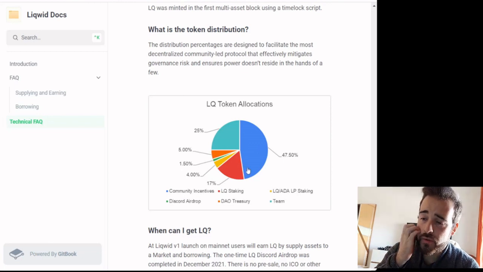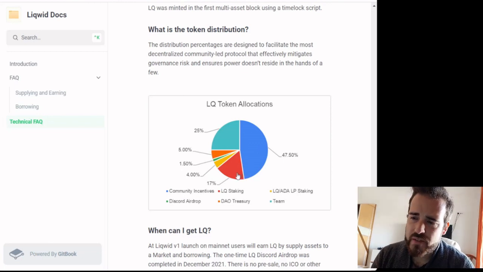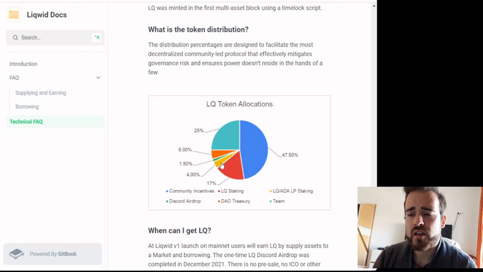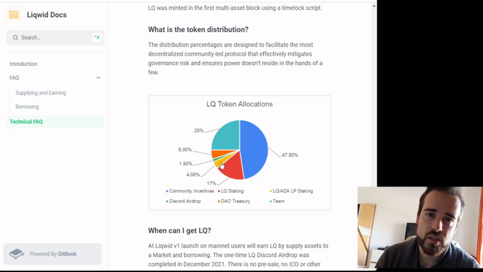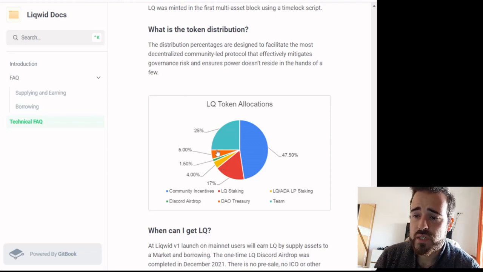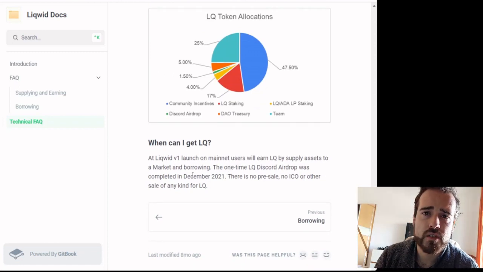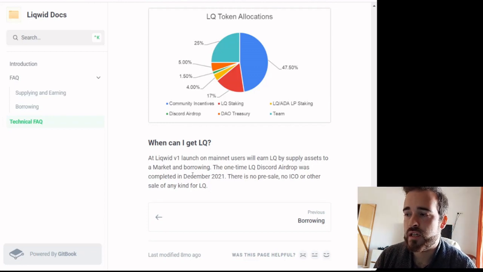Then we also have the 25% for the team. As you know, we have 70% for LQ staking. So you also get some emissions in the beginning for staking LQ, another incentive to stake. And then you also have 1.5% which was an airdrop done in the community Discord in 2021. And then we have the 5% for the DAO and 4% to incentivize liquidity providers. There's no pre-sale, no ICO, and the funds are not going through the team, they are fairly distributed across the users of the community. And the only kind of airdrop there was was for the Discord, as I told you.